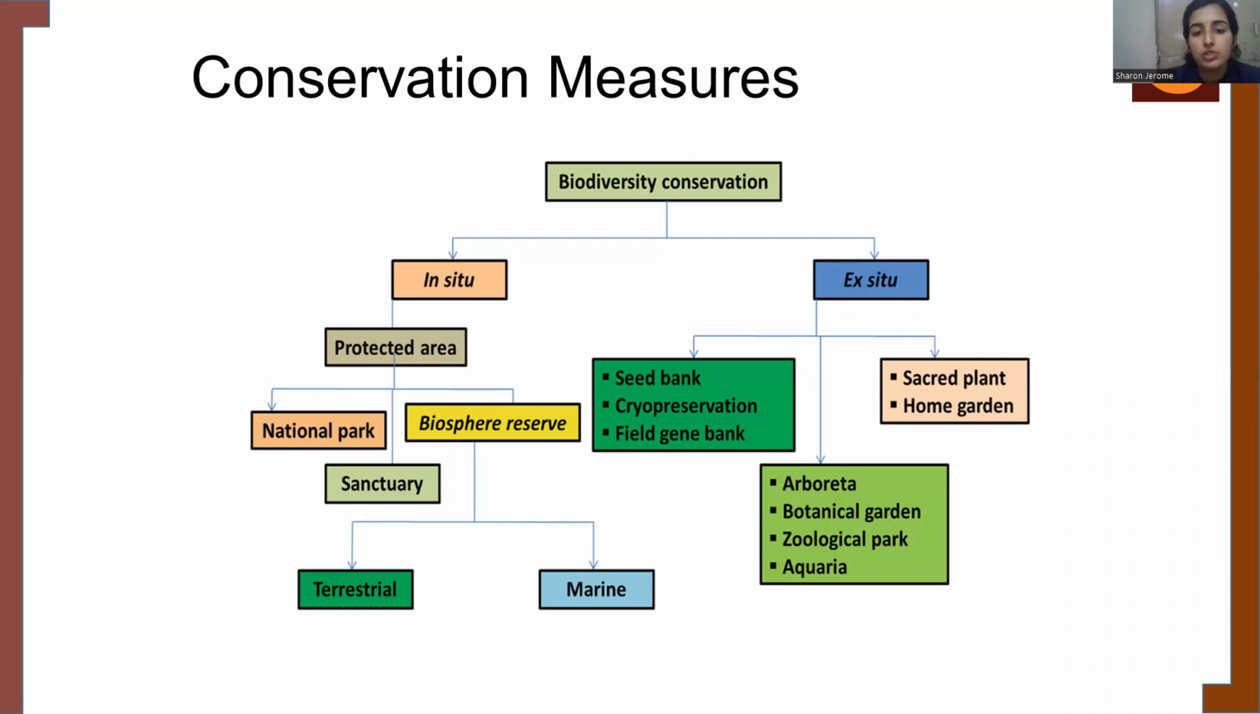When we talk about ex situ, it includes the seed bank and cryopreservation. Cryopreservation is nothing but the process of preserving cells, organelles, or any biological component by cooling them at a very low temperature. So that is one of cryopreservation. Then field gene banks, sacred plants, home gardens, then arboreta. Arboreta is nothing but a botanical collection of large tree species, and botanical gardens, zoological parks, aquaria. So all these are ex situ types of biodiversity conservation.